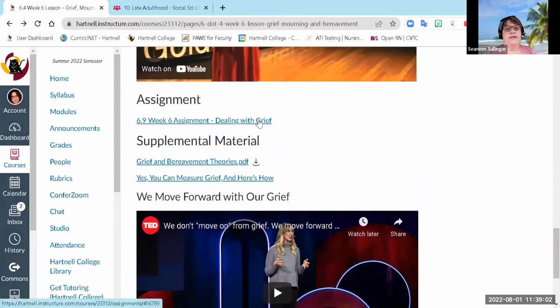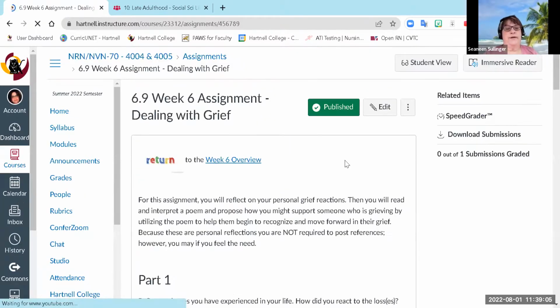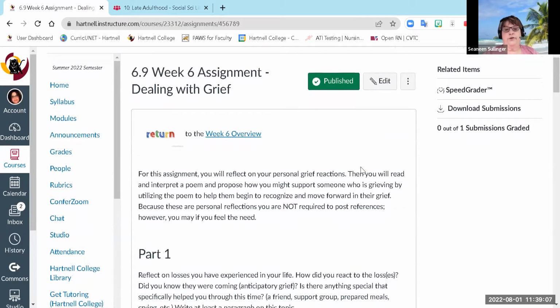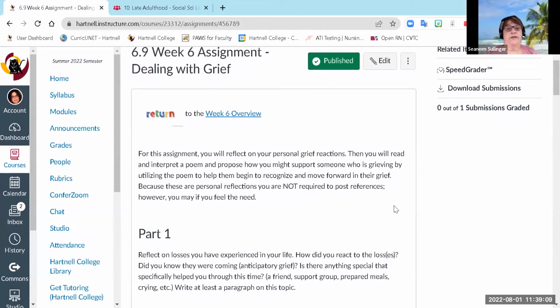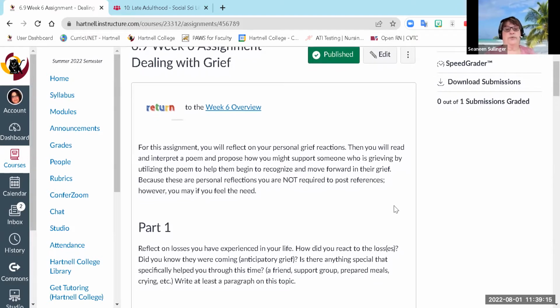And then for the assignment, dealing with grief, reflect on your personal grief reactions. And then there's a poem that you're going to read and interpret, and utilize the poem to maybe help someone begin to recognize and move forward in their grief. You're not required to post references. These are personal reflections. If you want to, you can.